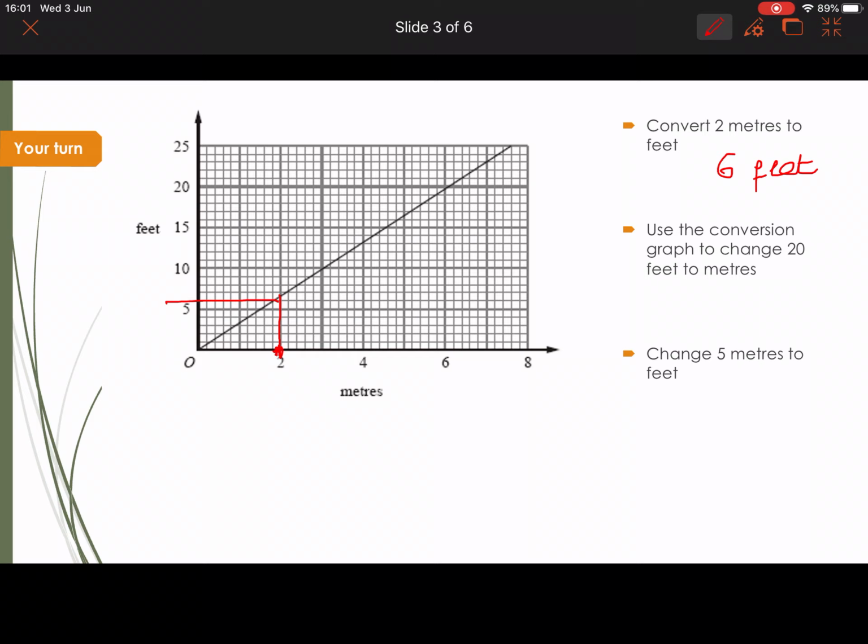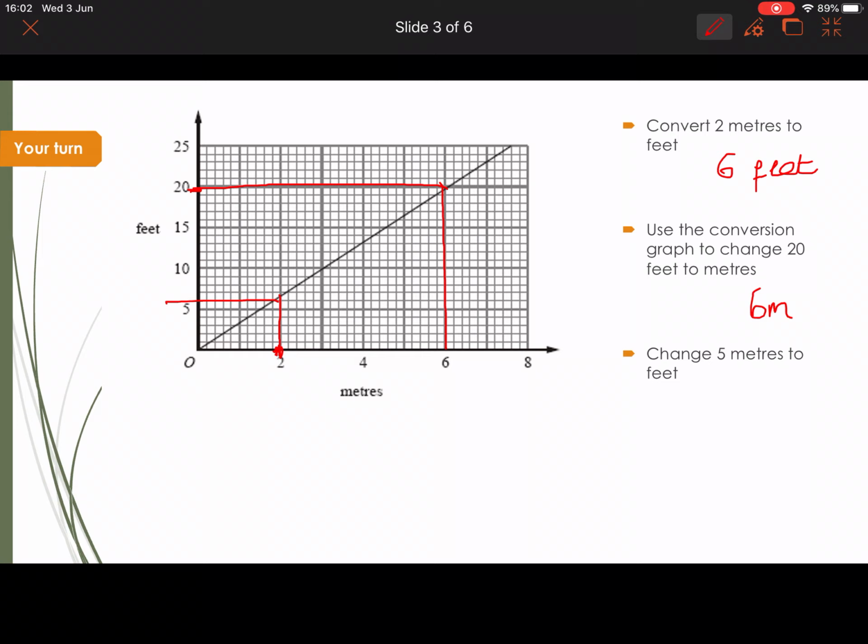The second question asks you to use the conversion graph to change 20 feet to meters. So I find my 20 feet over here and I go along to where my line hits, and then I go down. Hopefully we can see that's quite a nice one. That is a clear 6 meters. Again though, in an exam they would allow some discrepancy, so probably anything between 5.6 meters and 6.4 meters.